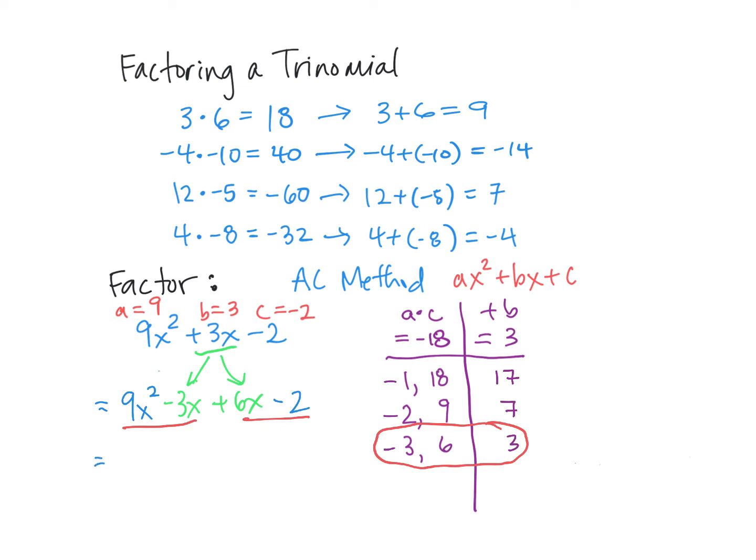So amongst the first pair, both 9x squared and minus 3x are divisible by 3x. If I divide out a 3x from the 9x squared, I have another 3 and another x. Minus 3x divided by 3x is 1. My third term is positive, so I'm going to pull down a plus. And then I have 6x minus 2, and both those terms are divisible by a positive 2.